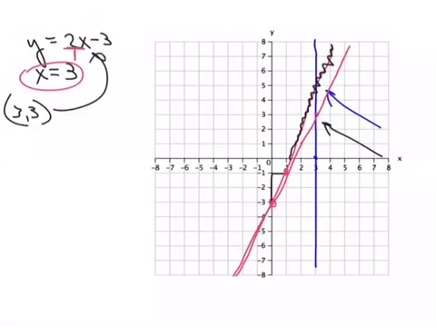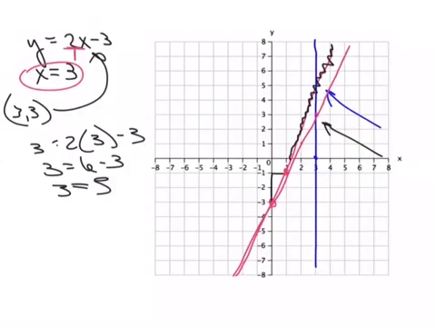So let's put that in here. 3 equals 2 times 3 minus 3. 3 equals 6 minus 3, and 3 equals 3. So that top equation, it works. Alright, so this one here says x is 3. Is x 3? Yes, it is. So the bottom equation works as well. Alright, so let's continue on.